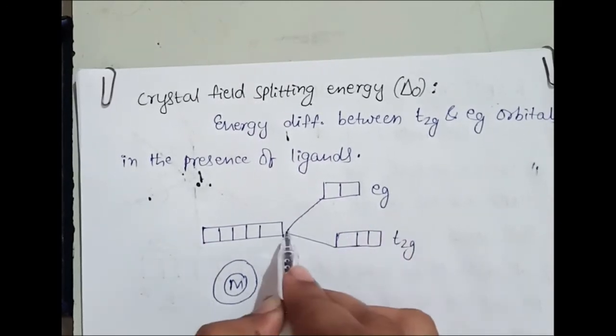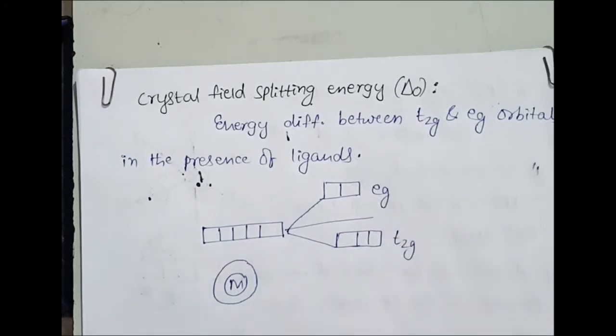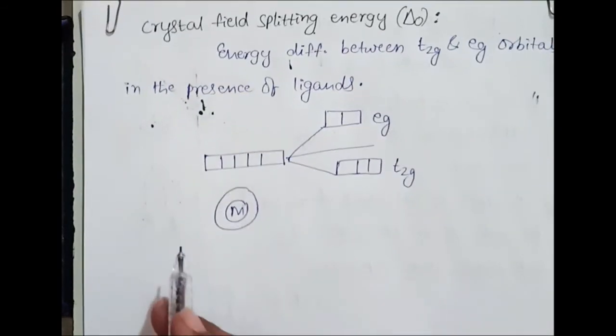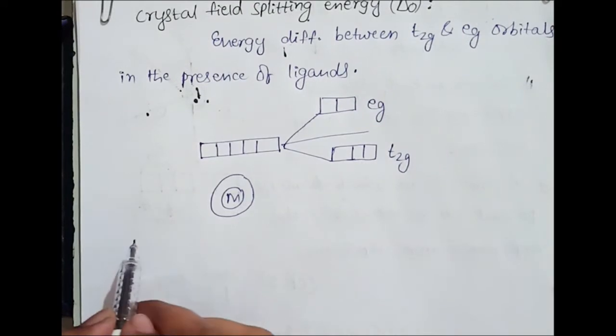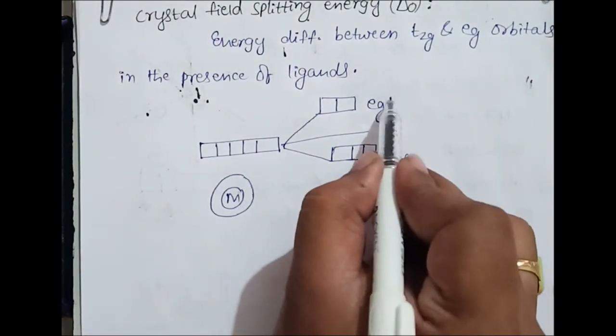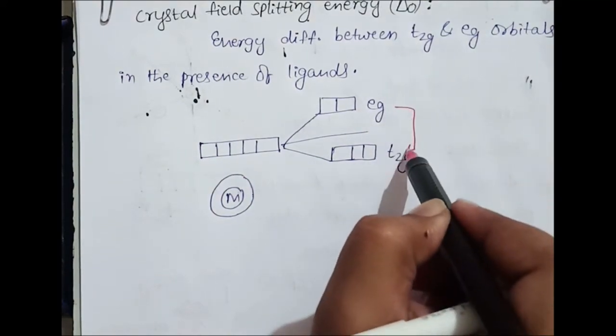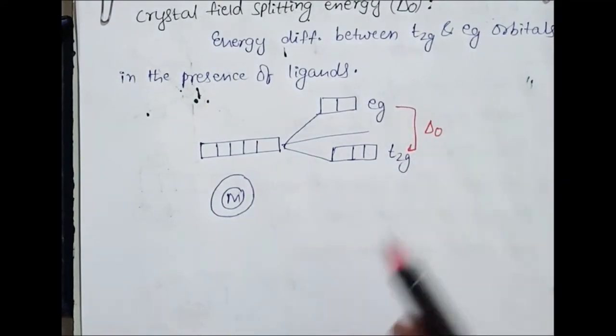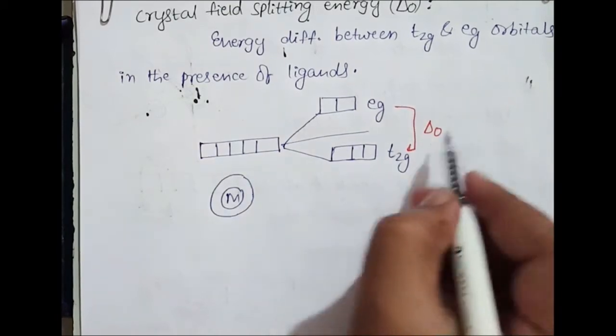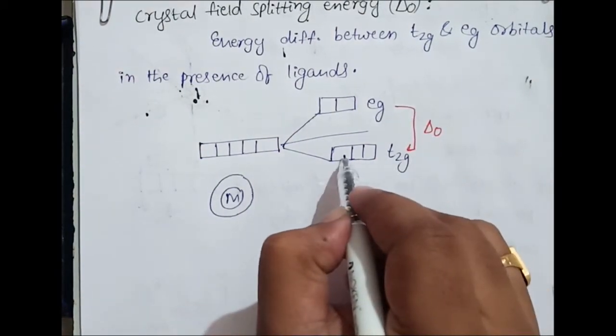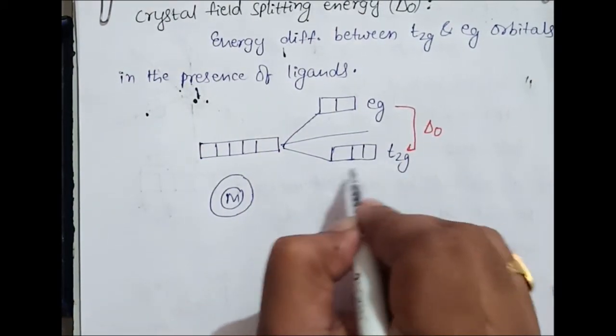T2g orbitals, this is the barycenter. Now suppose you have a d1 system. Suppose now the energy gap, this is what I said, crystal field splitting energy, it is Δo. If Δo is very high, then the electron will definitely pair in the lower level.